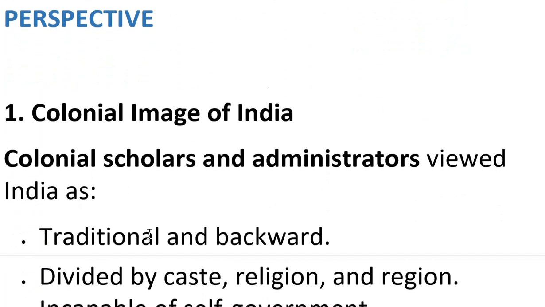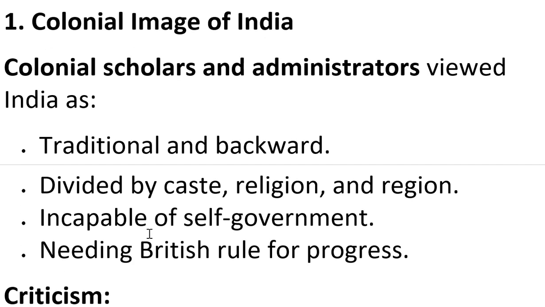Let us go through the first image of India, that is the colonial image of India. Colonial scholars and administrators always viewed India as a traditional, backward society, divided by caste, religion, and region. The British thought that India is a caste-based divided society, divided by religion and also by region. They also believed that India is incapable of self-government, and that India needed British rule for its progress.